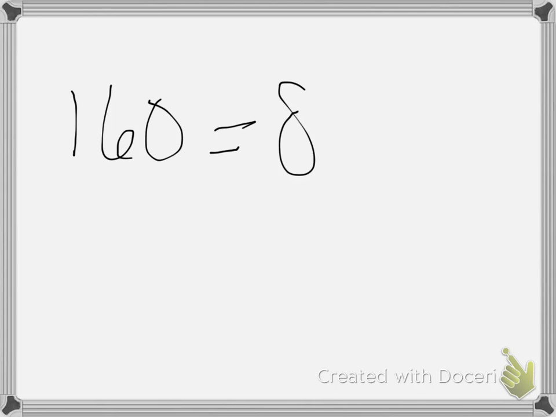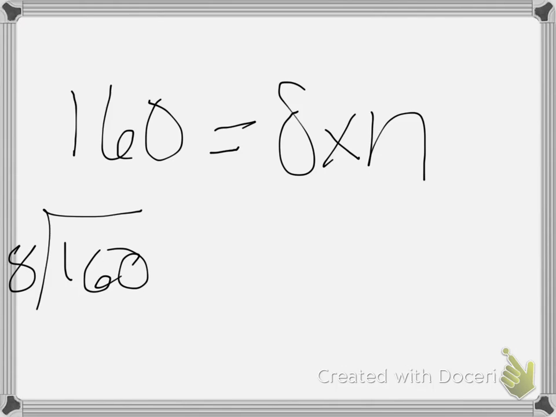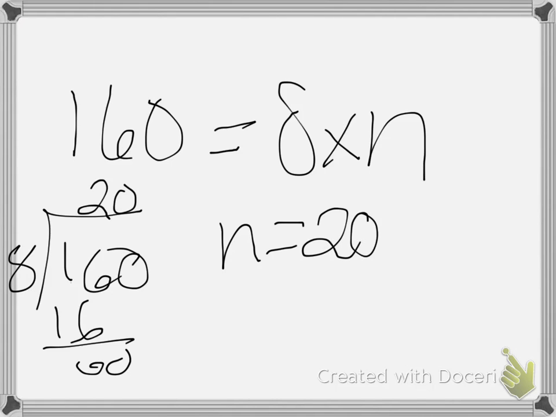D. Ooh, here's a tricky one. 160 equals 8 times n. Don't let this trip you up. It wants to know what times 8 equals 160. Again, divide. 160 divided by 8. 8 can't go into 1, but it can go into 16 twice. 2 times 8 is 16. I get a 0 and a 0. So my answer is n equals 20. Don't let a reverse problem scare you.